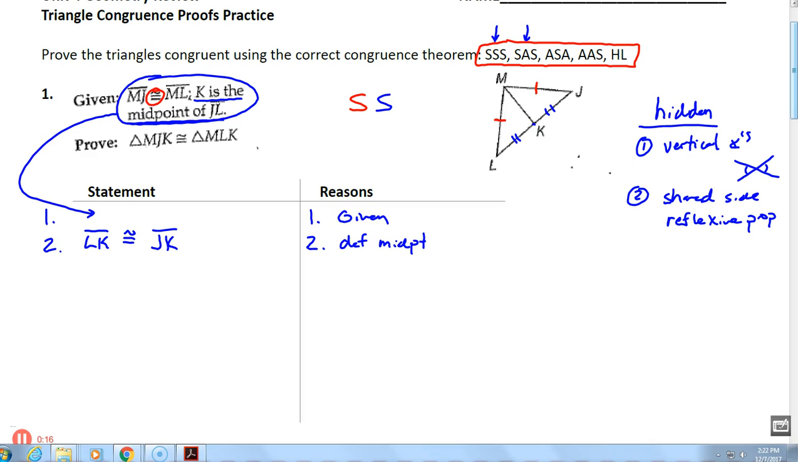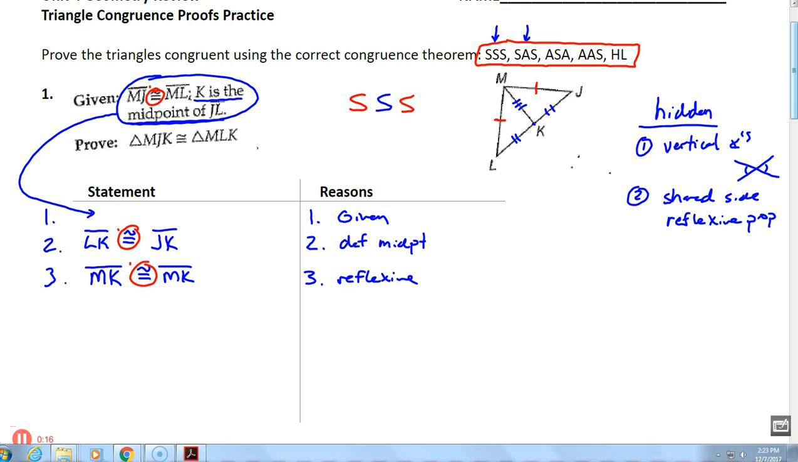I notice both of these triangles have a shared side. They both share side MK. So I just have to write that down. I know it sounds crazy, but I do have to state that MK is congruent to itself. And the reflexive property says I'm allowed to do that. And now when I look at my congruencies, I have 1, 2, 3 of them. I have all 3 S's.